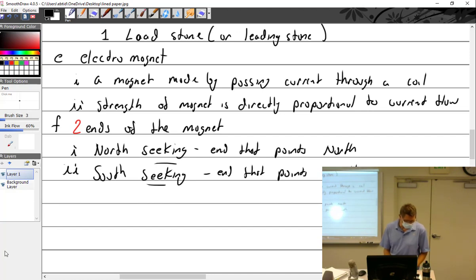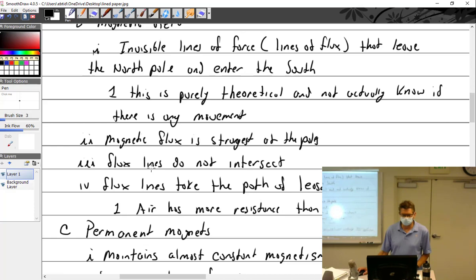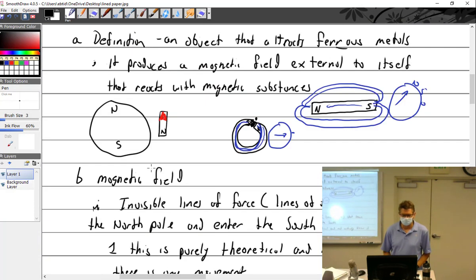Honestly, does it matter? No, it doesn't matter. I'm going to skip this part here, but I'll tell you. The Earth has a magnetic field like a bar magnet inside. So if we go back to my Earth picture, there it is. Inside the Earth, there's a bar magnet, so to speak.